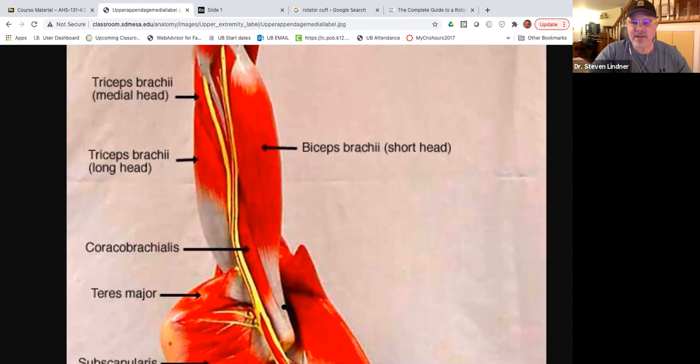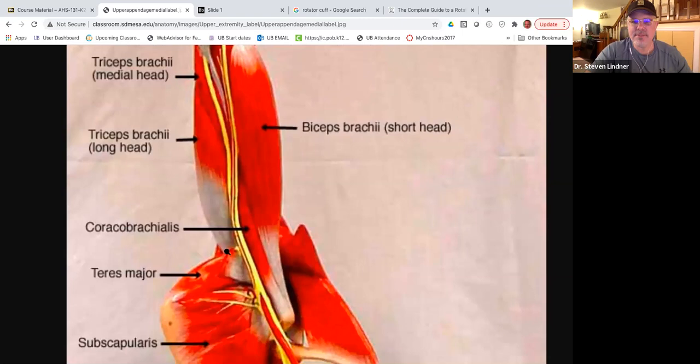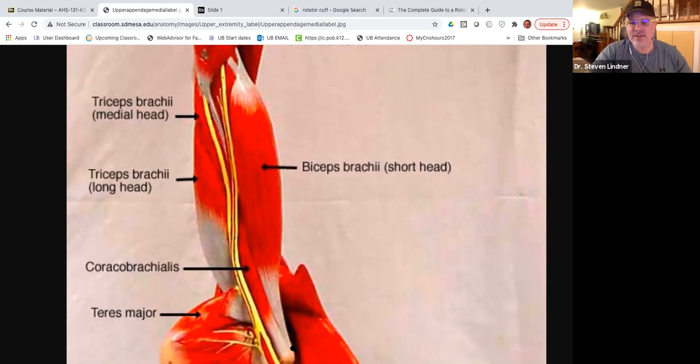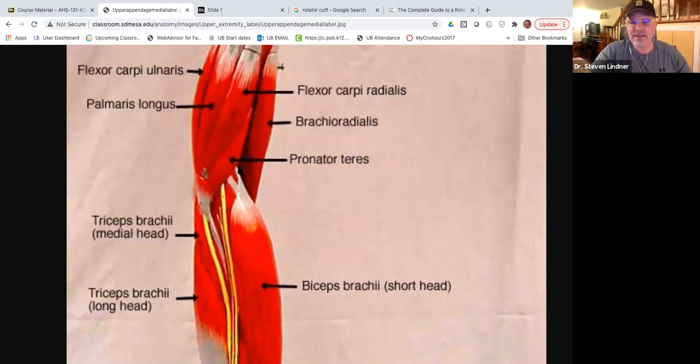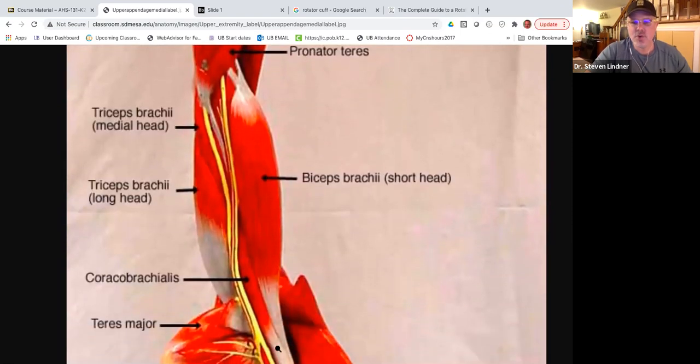The biceps flex the shoulder and flex the elbow. The triceps extend the shoulder and extend the elbow. The biceps brachii, in addition to flexing the shoulder and flexing the elbow, supinates the forearm. It does forearm supination. The biceps does shoulder flexion, elbow flexion, and supination. Triceps, shoulder extension, elbow extension.